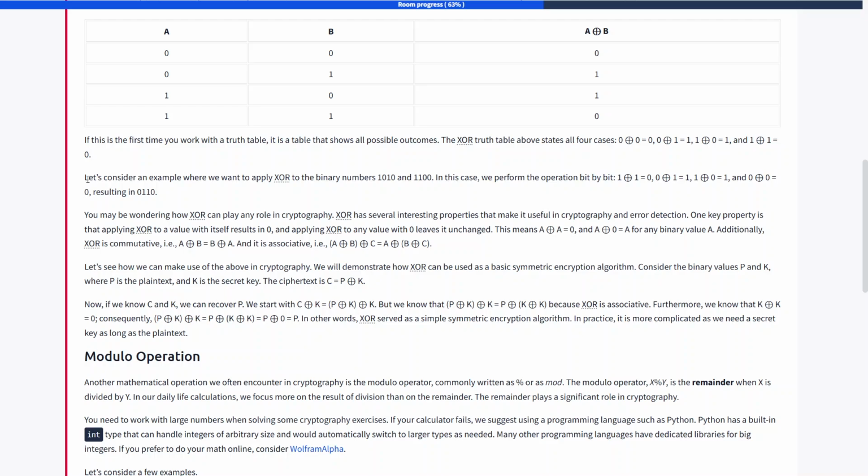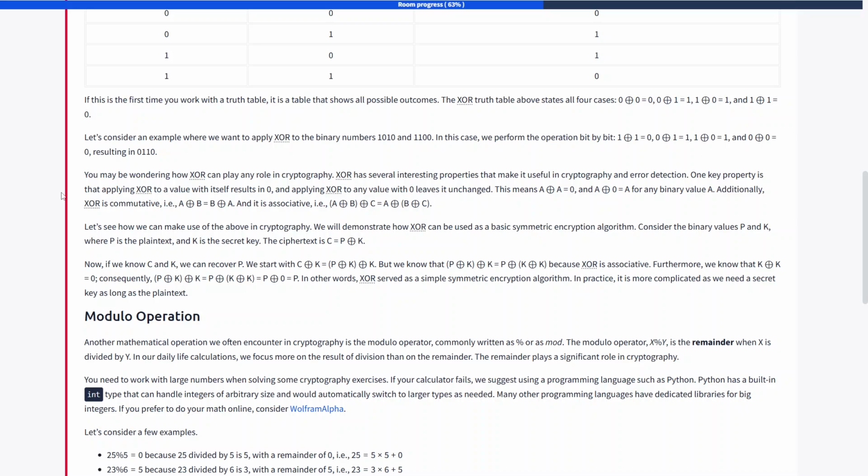Let's consider an example where we want to apply XOR to the binary numbers 1010 and 1100. In this case, we perform the operation bit by bit, that is, the first bit of the first number with the first bit of the second number and so on, which will result in 0110.